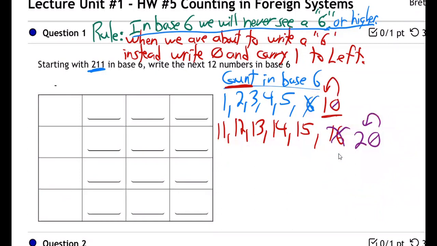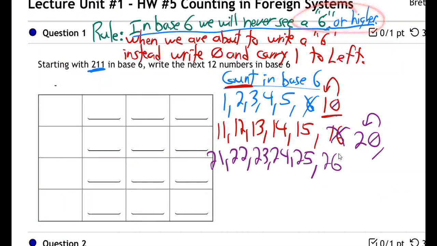All right. Feel free to put questions in the chat box or speak out. How about I do 1 or 2 more rows? Let's keep going. So moving on. 21, 22. Remember, you just go like normal. Just add 1 every time. 23, 24, 25. And next, I'm about to write 26, but can't do it, right? Never going to have a 6 or higher. So instead, write a 0 and carry 1 to the left.